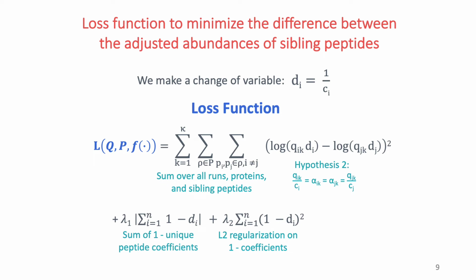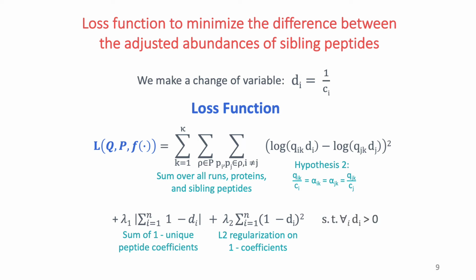We also have two regularization losses. The first term is trying to make the sum of 1 minus D_i values across all unique peptides 0. And the second is L2 regularization on 1 minus D_i values. So these two losses are for the proper scaling of the coefficients. We want D_i values to be 1 on average, but we also want to avoid making them too large or too small.